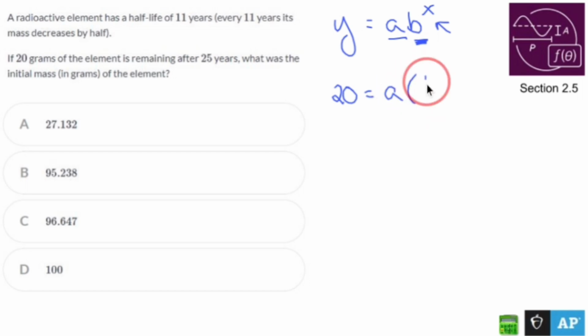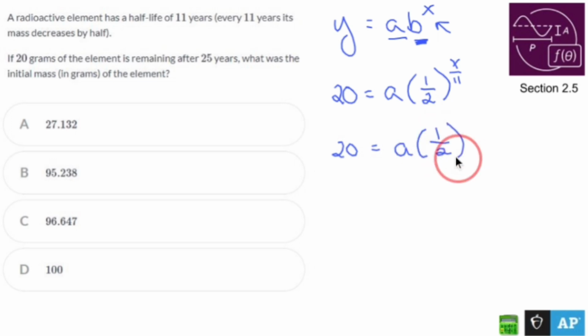I do know that I'm taking a half of it every 11 years. So how do I show every 11 years? By doing X over 11. Now, I care about what happens at 25. So I'm going to rewrite this to be 20 equals A times a half to the 25 over 11.